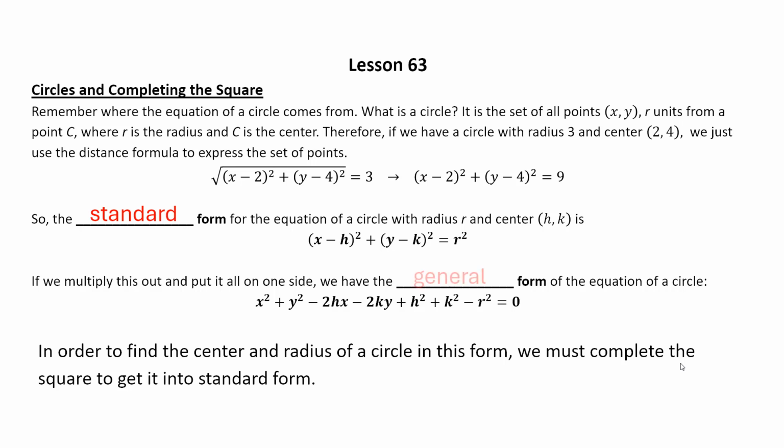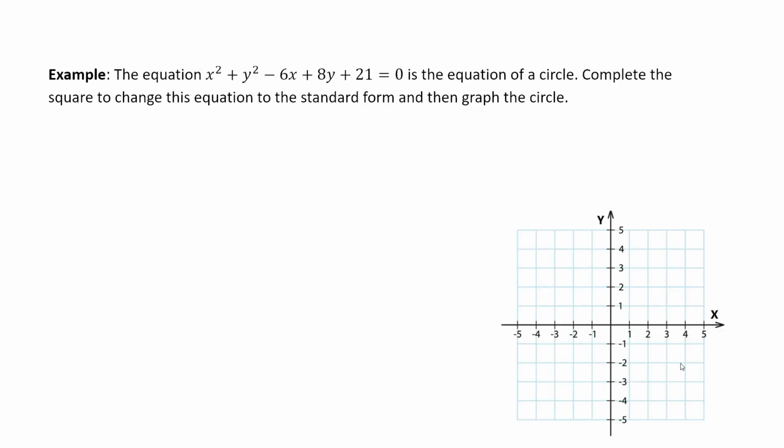Now, if you multiply that equation out, you get the general form of the equation of a circle, which is x squared plus y squared minus 2hx minus 2ky plus h squared plus k squared minus r squared equals 0. If you see an equation of a circle in that form, it's not easy to tell what the center of the circle is and what the radius is. So when you see an equation of a circle in that general form, you have to complete the square to get it in a form where it's easy to figure out the center and the radius so that you can graph it. So here is an equation of a circle in that general form. And what we're going to do is complete the square to change it to standard form.